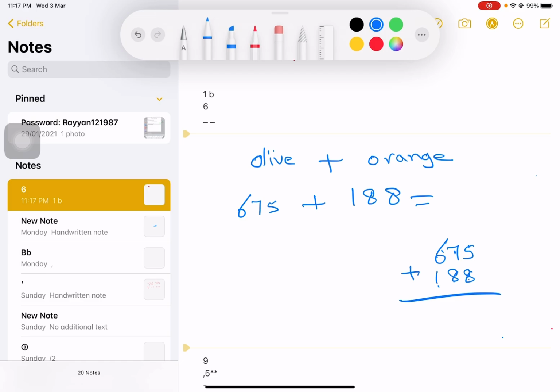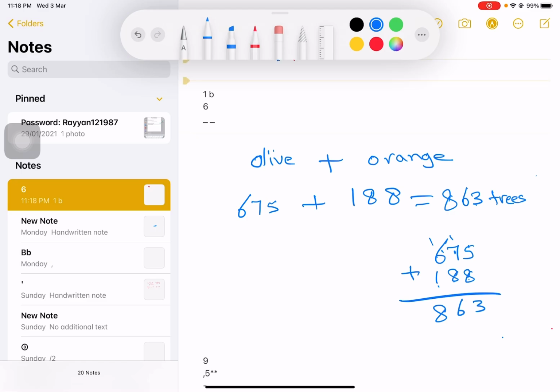Look how I align the numbers under each other. Now you are going to add 5 plus 8, 13. I will not write all of the 13 down. 3 and 1 above. 1 to 7, 8. 8 to 8, 16. Again, 6, 1 above. 1 to 6, 7, 1, 8. So the answer is 863. They said, what is the total of the olive trees? We write 863 trees. My unit is trees, okay?